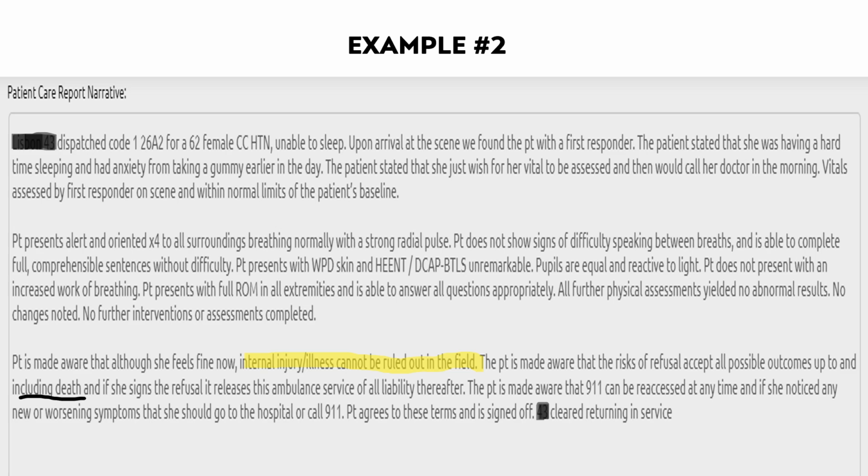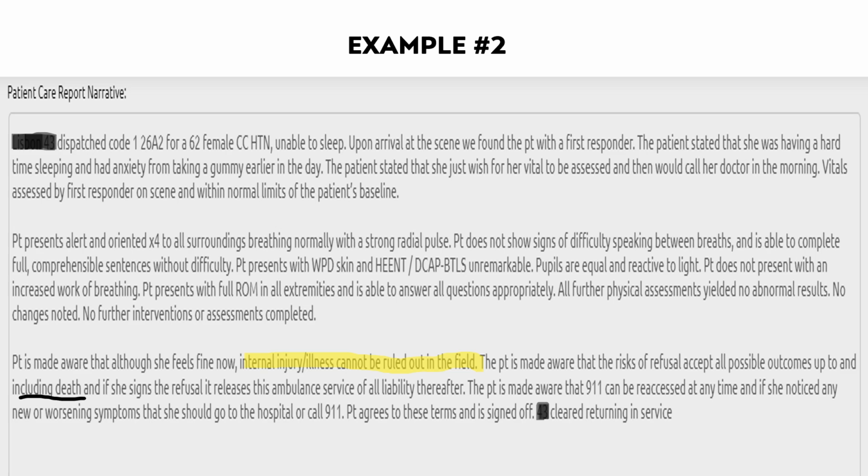As compared to example number 1, example number 2 definitely has more detail in it, but sometimes the detail doesn't go deep enough. And what I'm pertaining to is the last paragraph. This provider wrote, "The patient is made aware that although she feels fine now, internal injury/illnesses cannot be ruled out in the field." What are those? If you're going to explain to them about internal injuries or illnesses that can't be ruled out in the field, you need to make sure you expand upon what those were in the discussion in your narrative.